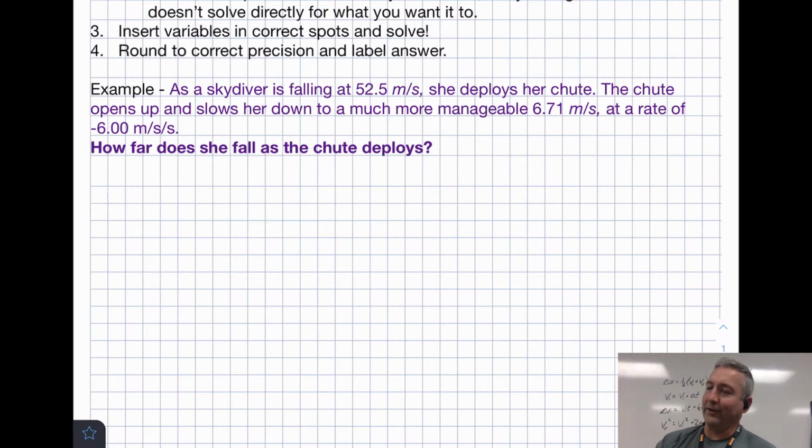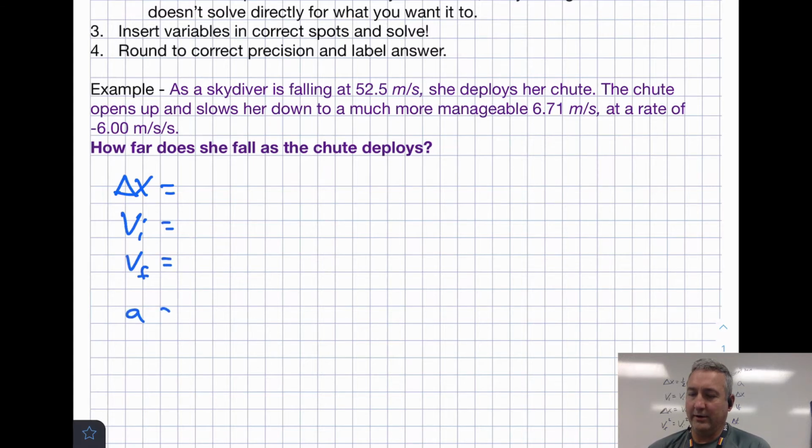We got a skydiver falling at 52.5 meters per second. So I'm going to write down the variables: delta x, vi, vf, acceleration, and time. And the 52.5 meters per second, that's a velocity, so we've got to figure out whether it's initial or final. She deploys her chute, the chute opens up and slows her down to a much more manageable 6.71 meters per second, another velocity. So in this case, the 52.5 meters per second is initial velocity, and the 6.71 meters per second is final velocity.